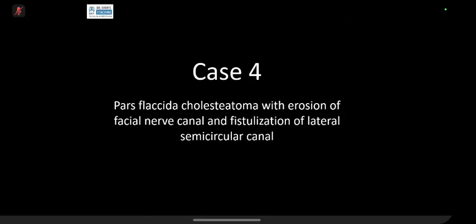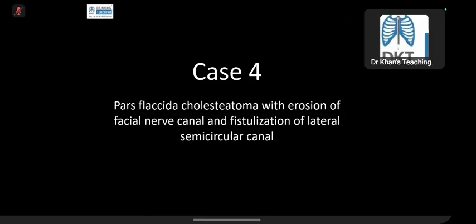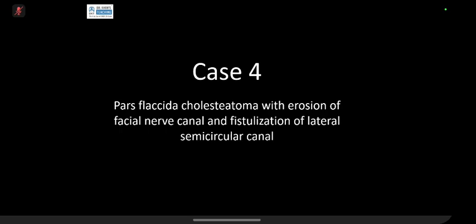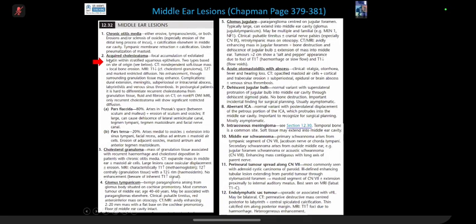Cholesteatoma with erosion of facial nerve canal and fistulization of lateral semicircular canal. So we will come back to this. Now, if you see here, acquired cholesteatoma. Basically, cholesteatomas can be acquired, or they can be congenital.